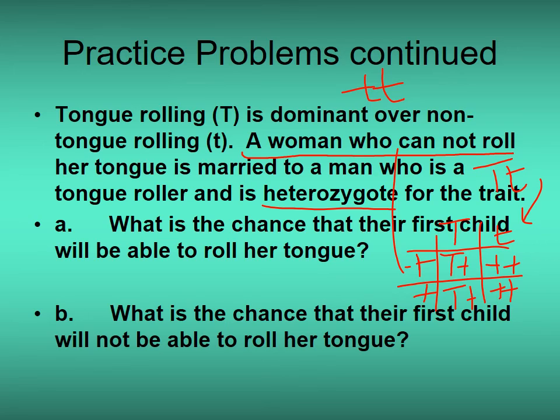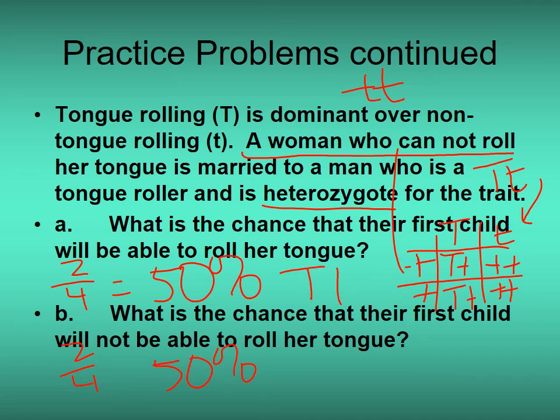So if 2 out of the 4 possibilities are going to be able to roll their tongue, that translates as a half, which is equal to 50%. That's the chance that their first child will be able to roll their tongue. The chance that they'll not be able to roll their tongue is the other 50%. It's also 2 out of 4. These big T, little t's can roll their tongue. These guys will not be able to roll their tongue.